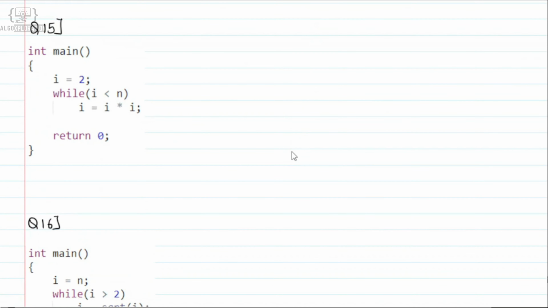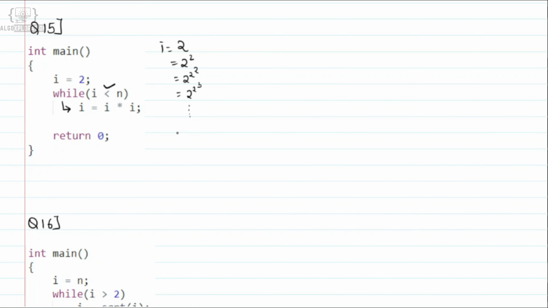Now my suggestion will be to calculate the time complexity on your own and then watch the video to check whether your answer is right or wrong. Initially I value is 2. Then assuming that this condition is satisfied, we will go inside the while loop and we will do I into I. So it will be I square, 2 square. Again 2 raised to 2 raised to 2. Again 2 raised to 2 raised to 3.